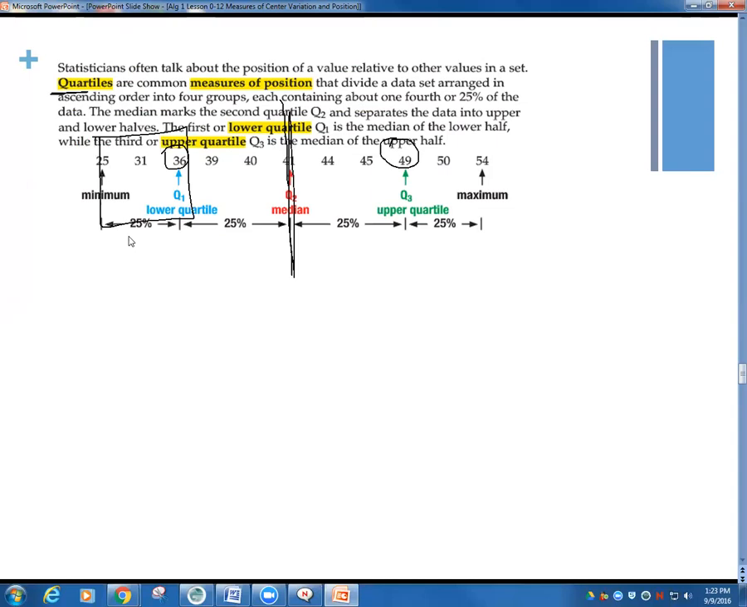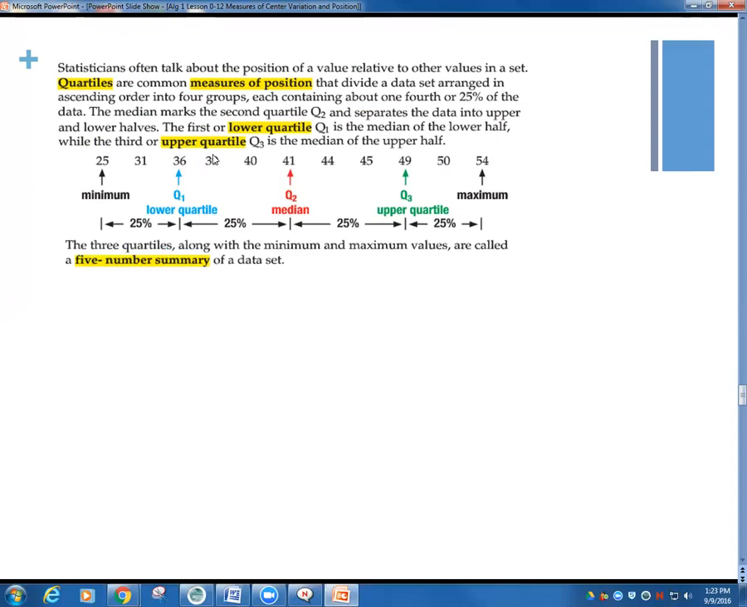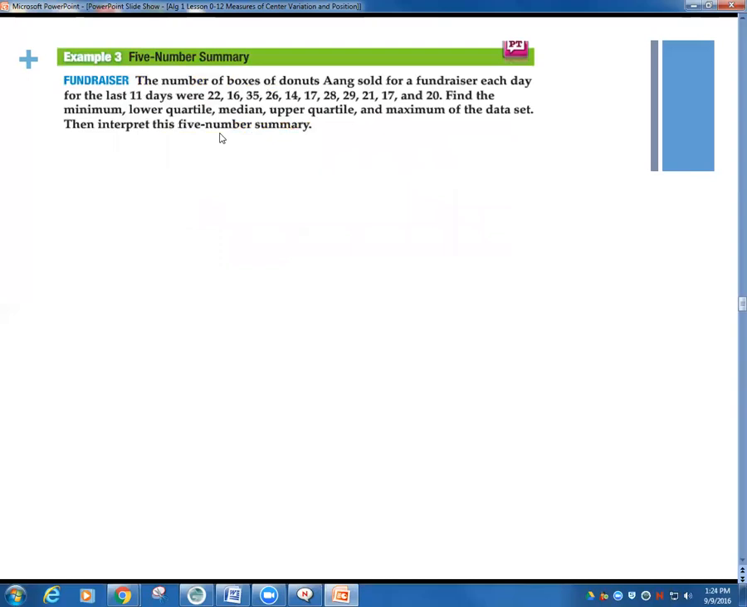So in general, you see how it broke the data into 4 sections. There's this section, this section, this section, and this section. Each section has about 1/4 of the information in it. Okay? So the 3 quartiles, the lower quartile, the median, and the upper quartile, along with the minimum and maximum value, are called the 5-number summary of a data set. Those 5 numbers tell you a whole lot of information about the data set.